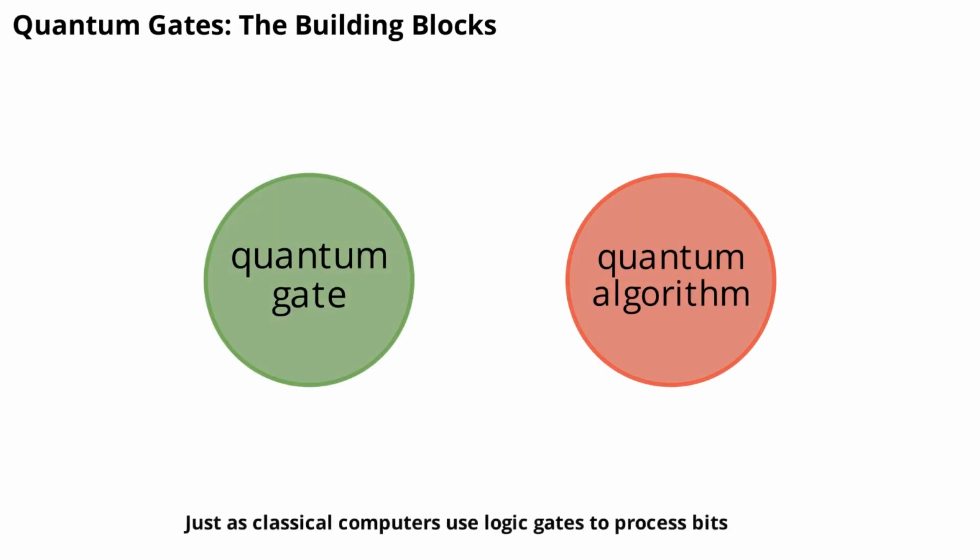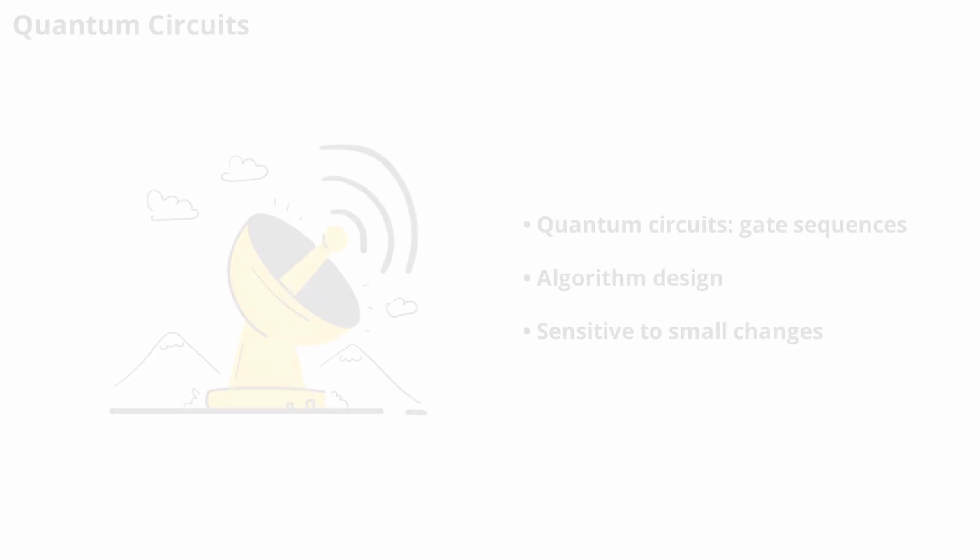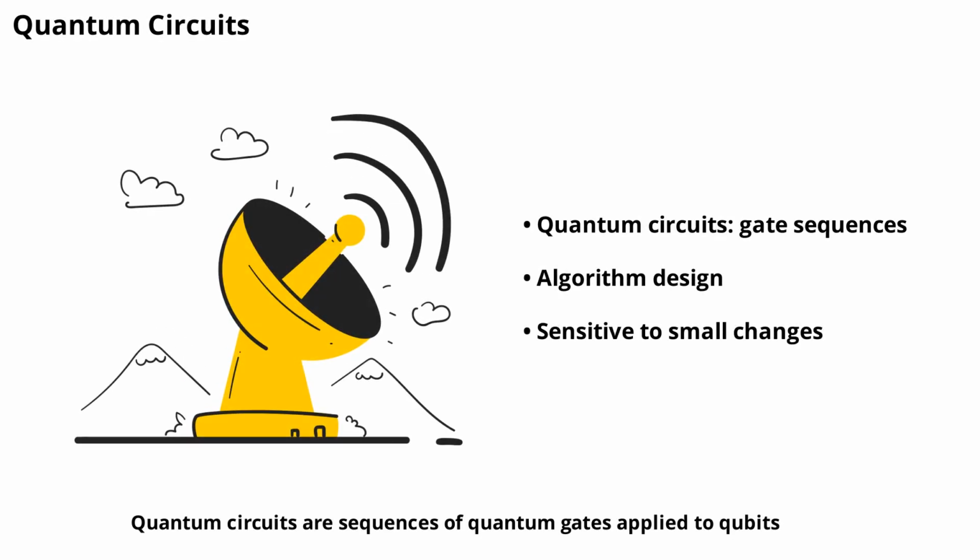Just as classical computers use logic gates to process bits, quantum computers use quantum gates to manipulate qubits. These gates perform operations like flipping a qubit state or creating entanglement between two qubits. Quantum gates are the fundamental building blocks of quantum algorithms, allowing us to perform complex calculations by controlling the behavior of qubits.